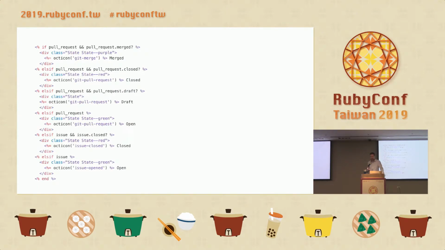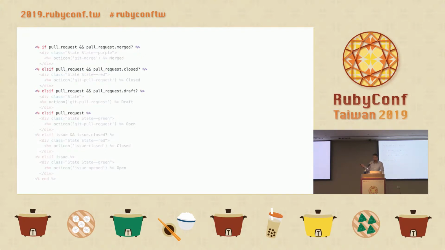So let's go back to that example. What data does this view need to render? Does it need a pull request? Does it need an issue? What happens if I pass in both of them? What happens if I pass in neither? Are these values passed in as locals, or do they come from some sort of global helper or something like that?